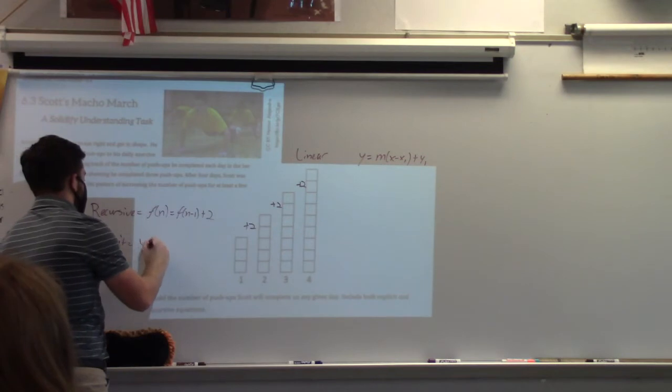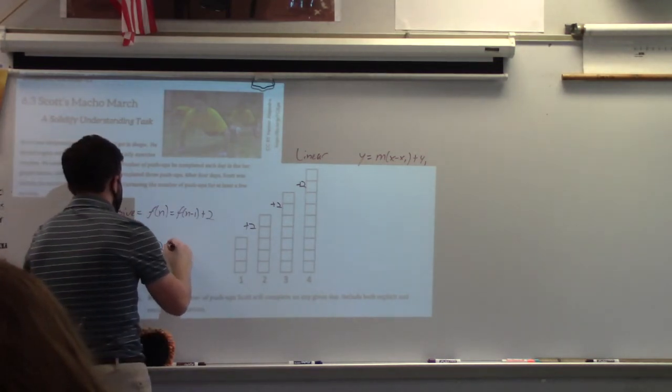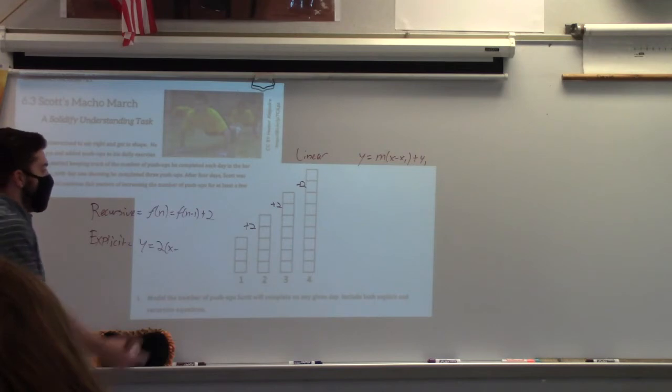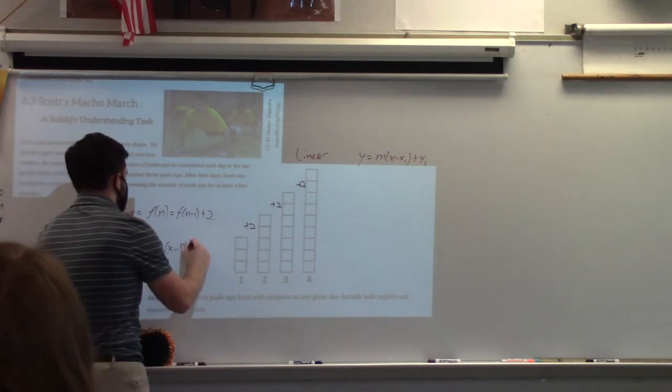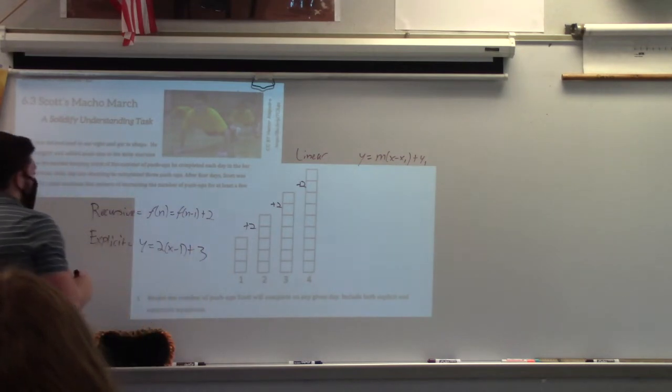Okay, so what's our slope? What's our m? It is 2. Our slope is 2. All right, now what's our x1? x1 is 1. All right, now what's our y1? 3. That's it.